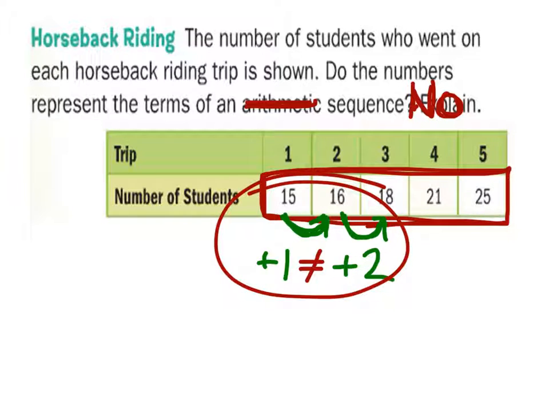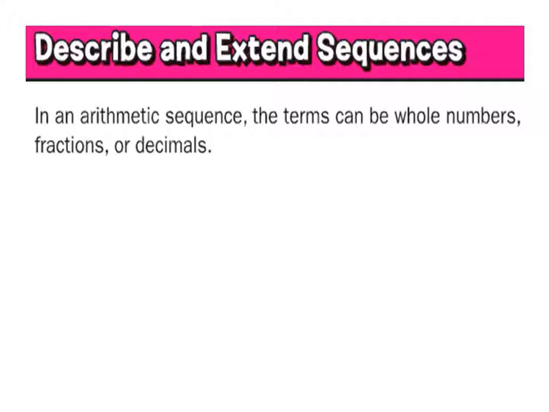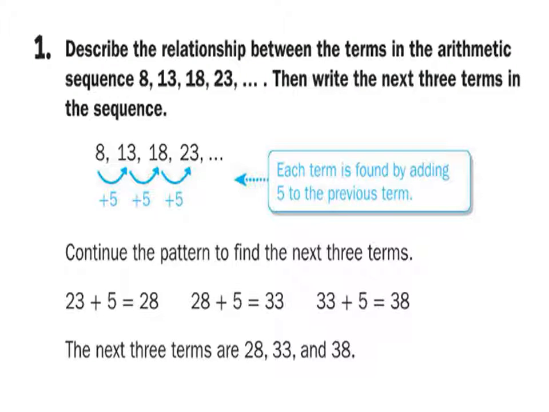We showed our work. All right, in an arithmetic sequence, the terms can be whole numbers, fractions, or decimals. Okay? Like they were in the previous example. Okay, describe the relationship.